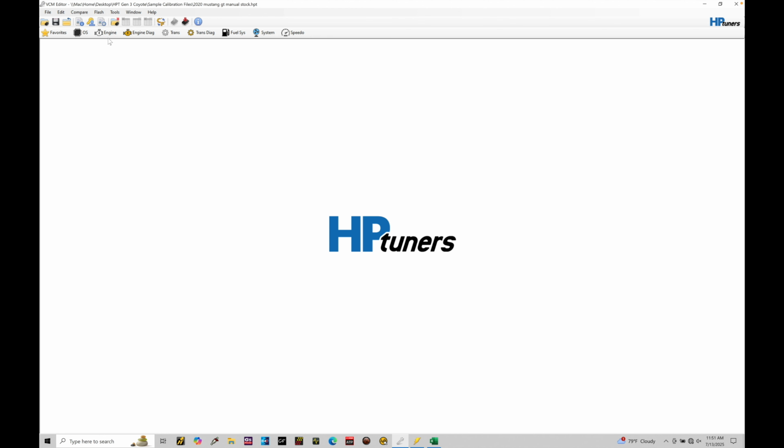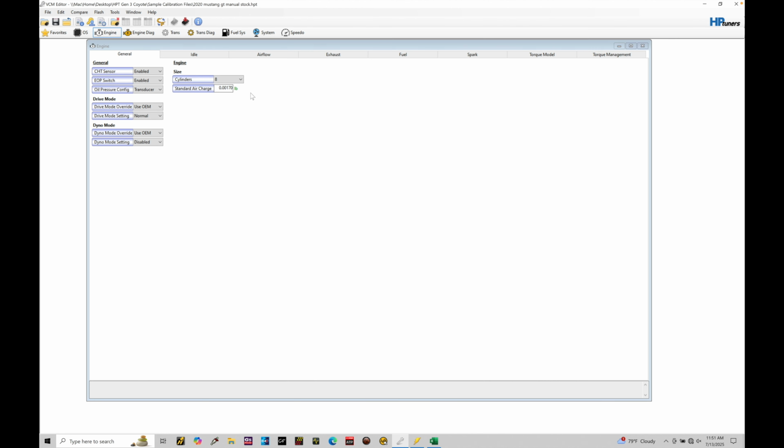Now, we will be jumping into the engine tab here, taking a look at and citing a few tables, understanding how our airflow, air mass fits into some of the programming. But for right now, let's close this out.